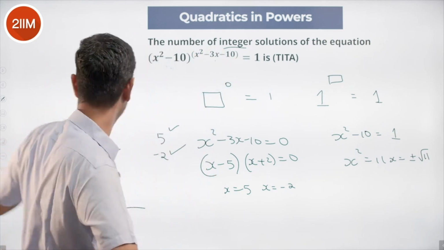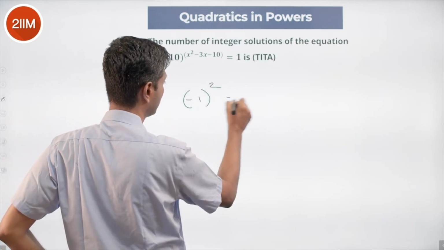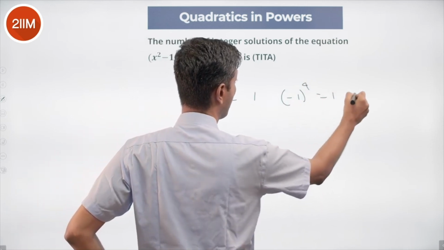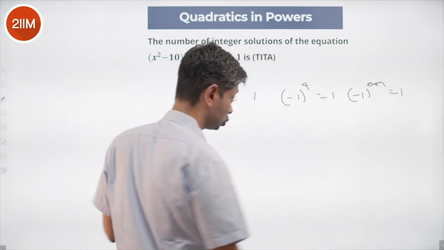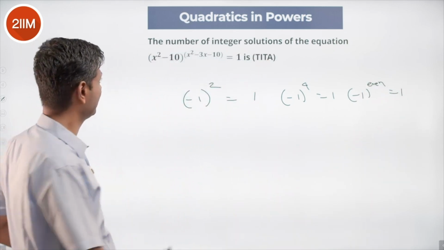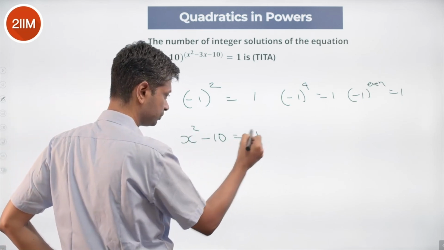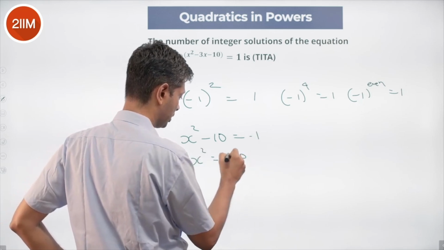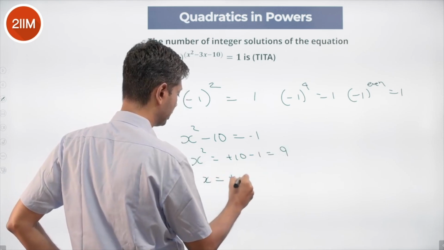There's one more possibility here, which is minus 1 square is 1, minus 1 power 4 is 1, minus 1 power an even number is 1. So there is a possibility of that happening, in which case I'll have to verify that. So I'm going to solve for x square minus 10 equal to minus 1, or x square equal to plus 10 minus 1, which is 9. That means x is equal to plus or minus 3.